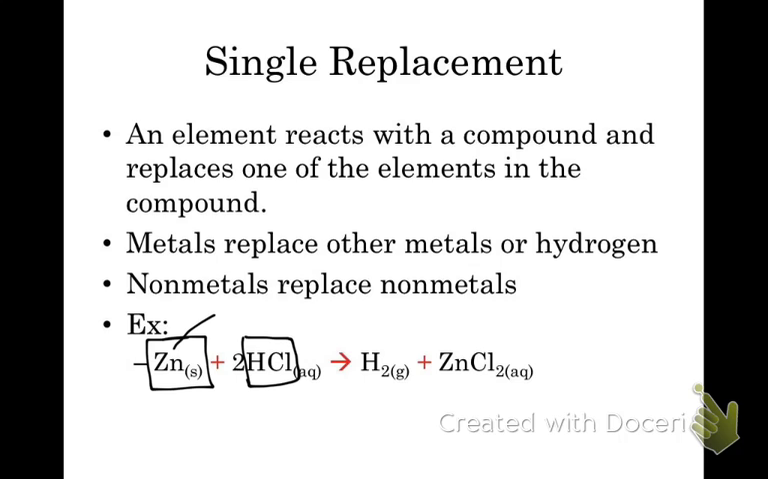This zinc is going to actually kick out the H and then combine with the Cl. So here at the end you have ZnCl, and then the H is kicked out. It's diatomic, so we actually make it H2, and we know it's in a gaseous form.